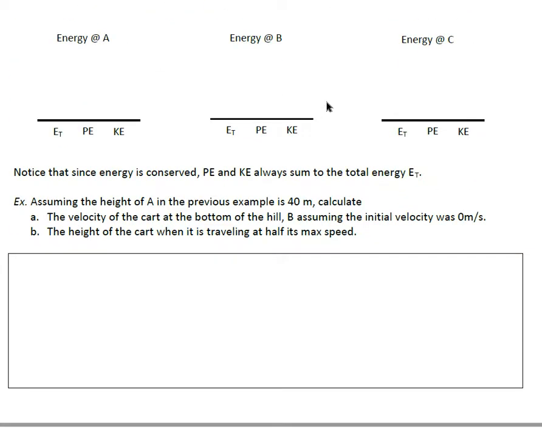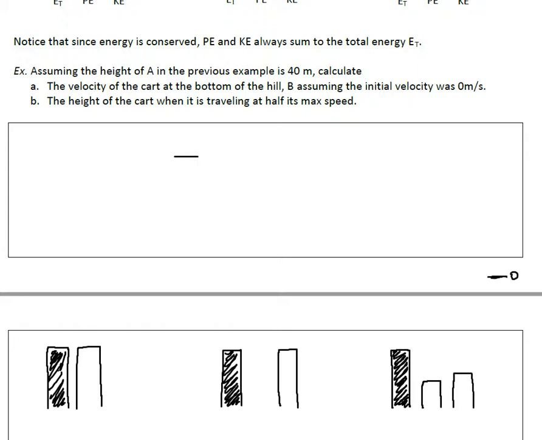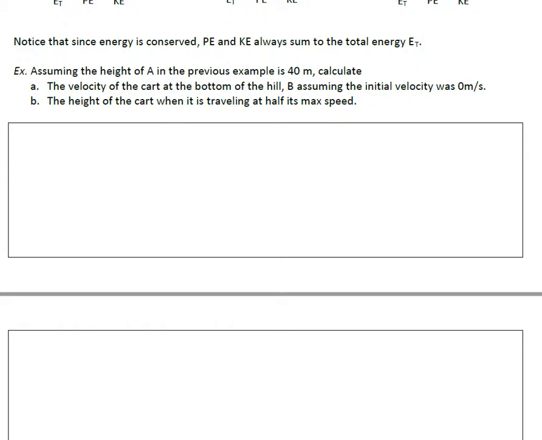So we scroll down to our first question. It says that assuming the height of A in the previous example is 14 meters, calculate the velocity of the car at the bottom of the hill B, assuming the initial velocity was 0. So basically what's happening in this one is energy at A must equal our energy at B. So we have potential energy at A plus kinetic energy at A is equal to our potential energy at B plus our kinetic energy at B.